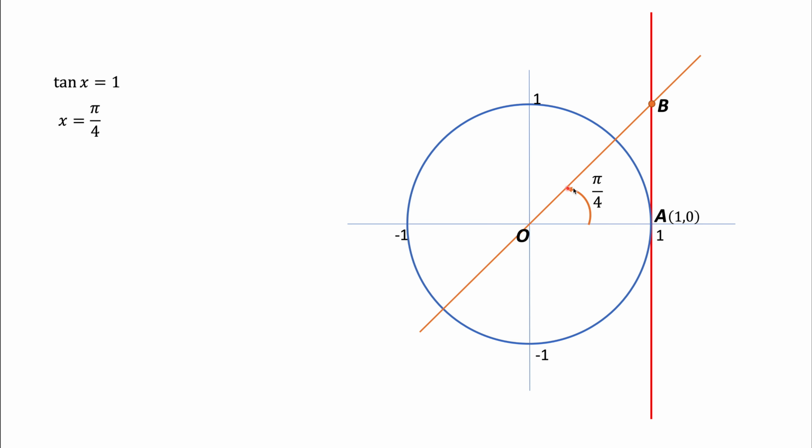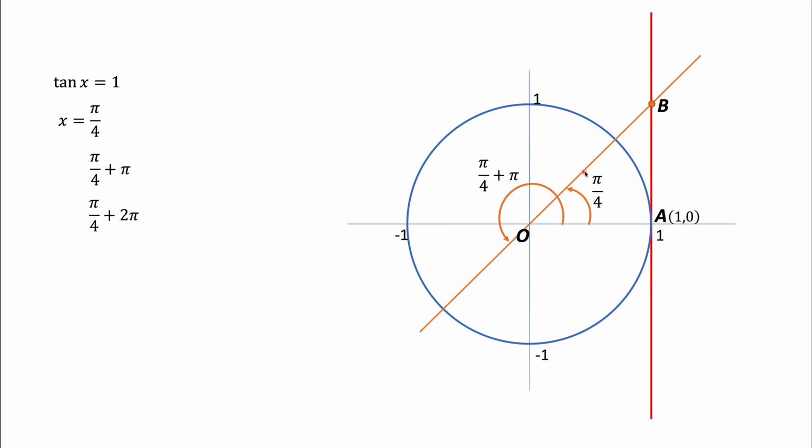Now, we see that if we take this pi over 4 and add half a circle, we're going to get to the same line. And that angle should have the same tangent, right? This angle is pi over 4 plus pi. So that's another one. Now, obviously, if I add another pi, I'm going to land on the same line again. We can actually continue going, adding pi as many times as we want, and we will always land on this line. And all these angles are going to have the same tangent, equal to 1.